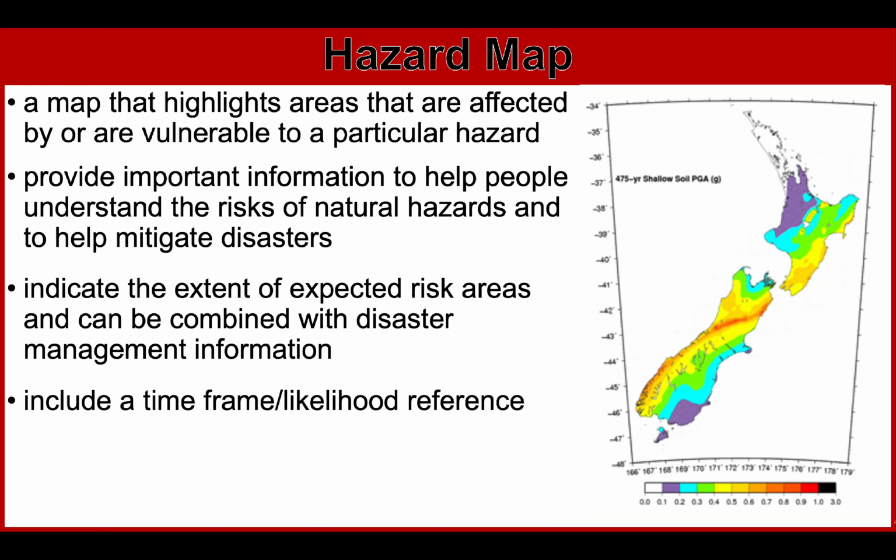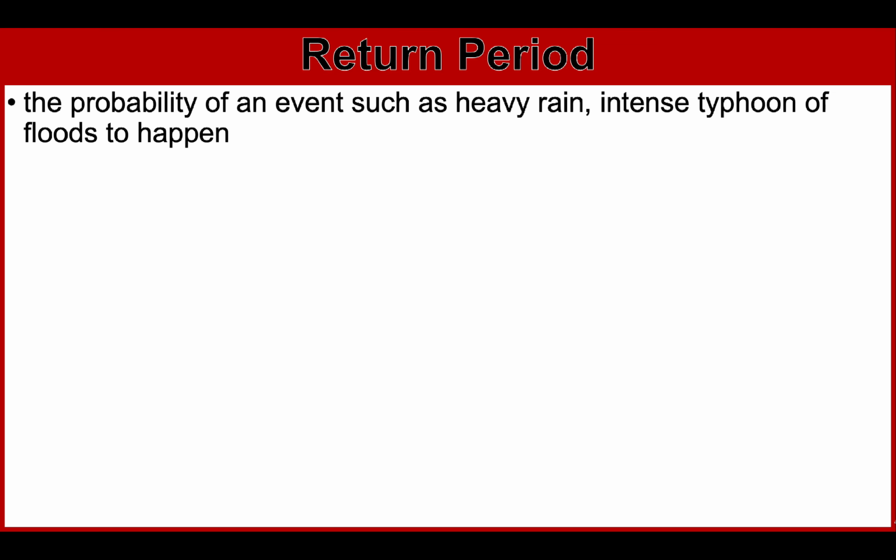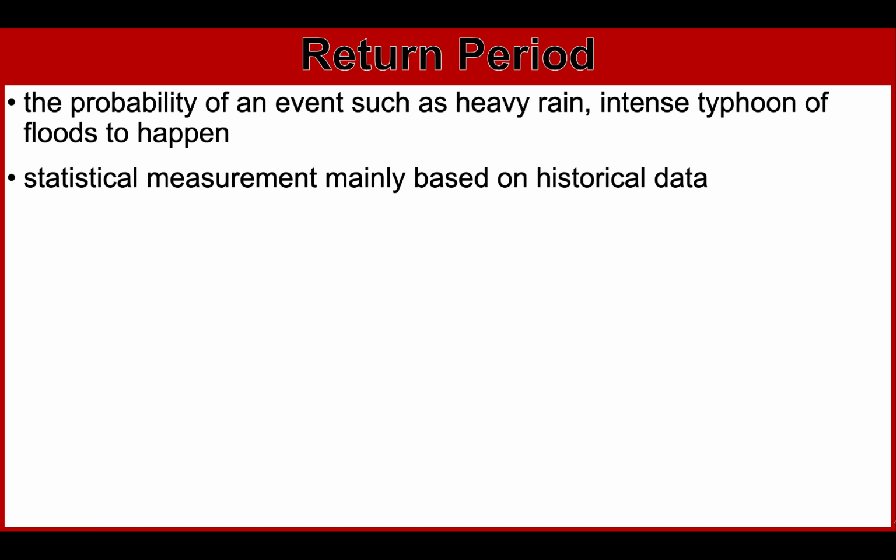Now I have mentioned the word return period. So what is a return period? Return period is also referred to as the recurrence level. So it is the probability of an event such as a heavy rain, intense typhoon or floods to happen. So it is a statistical measurement mainly based on historical data, which gives the estimated time interval between similar extreme events.